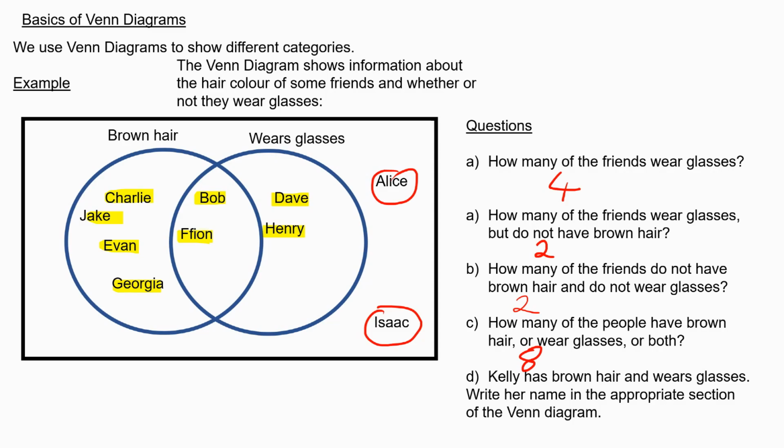Kelly has brown hair and wears glasses, and for some reason she's not already in the Venn diagram. Write her name in the appropriate section of the Venn diagram. Well, if she has brown hair and she wears glasses, she needs to be in the middle of what we would call the intersection of the 2 circles. So I'm going to say, there's Kelly.